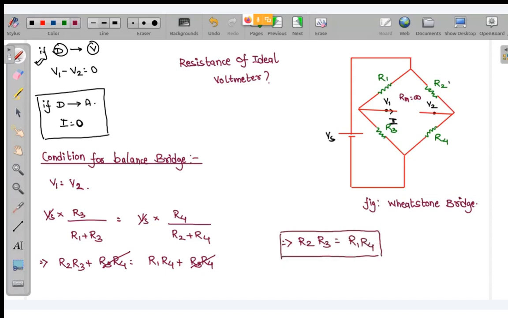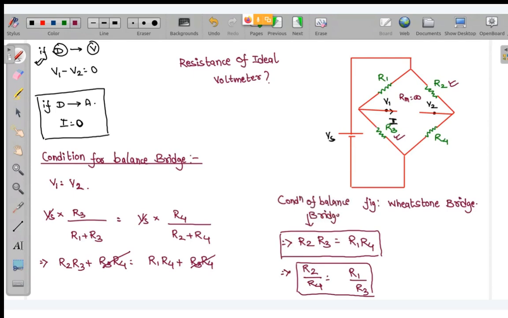And what is it? Basically the product of the resistances of opposite arms should be equal to the product of the resistances of the other opposite arms. Or you can even rewrite it as R2 by R4 is equal to R1 by R3. The ratio of your adjacent arms should be equal. So this is the condition of balance bridge. Tell me, any doubt in this condition of balance bridge? Any doubt? Anyone? Okay, so the condition of balance bridge we got from here.